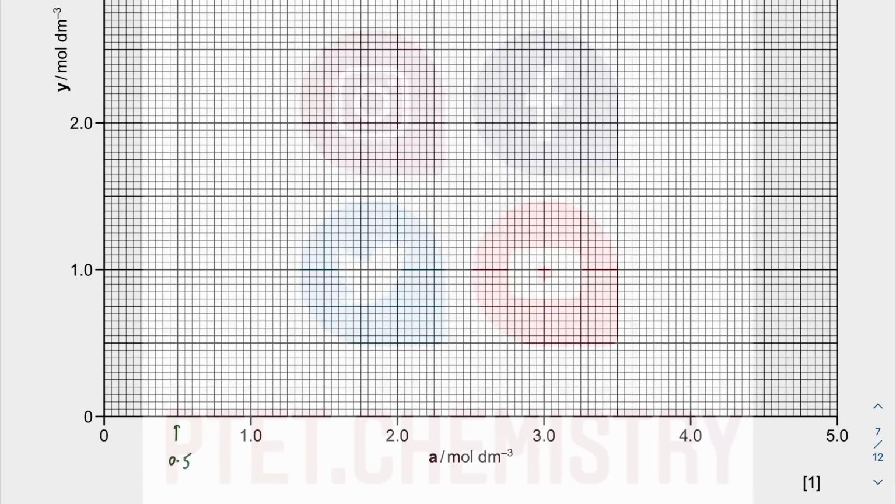0.2 and 0.178. 0.5 and 0.45. 0.8, 0.548. 0.548 is 0.55, that's the closest. 1 and 0.8. 1.5 and 1.135. Somewhere there.